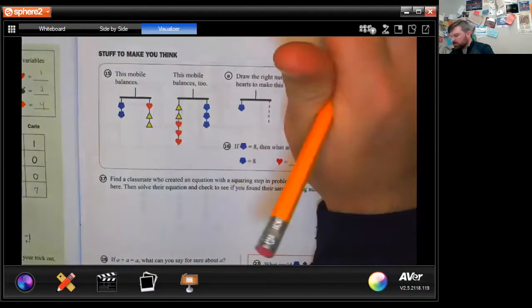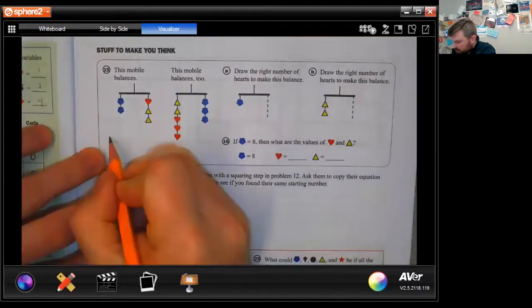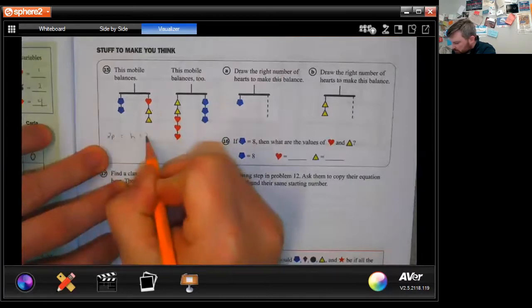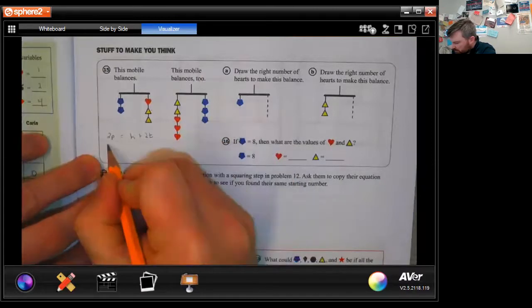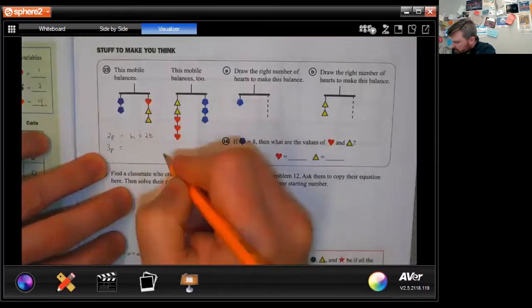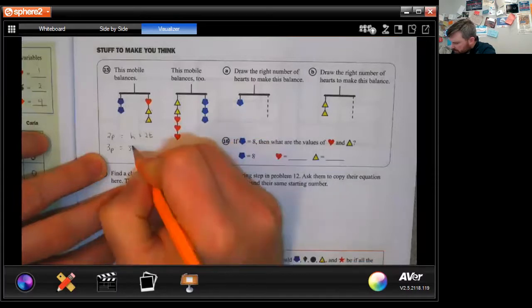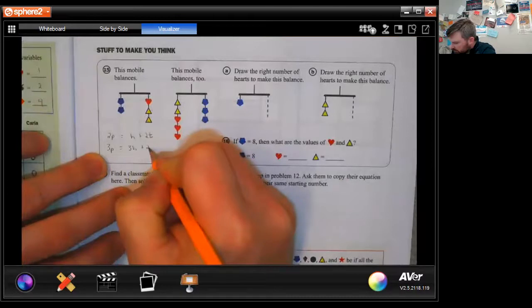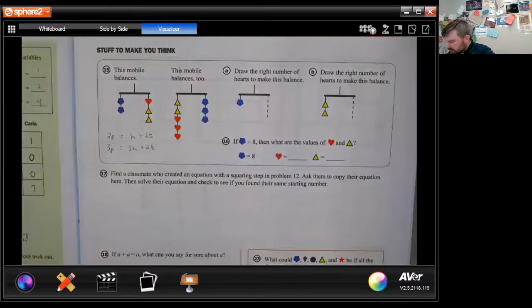So what we're going to do here is try to write some equations. I have 2p equals a heart plus 2t. And over here, I have 3 pentagons equals 3 hearts plus 2 triangles. So really I need to figure out how many.